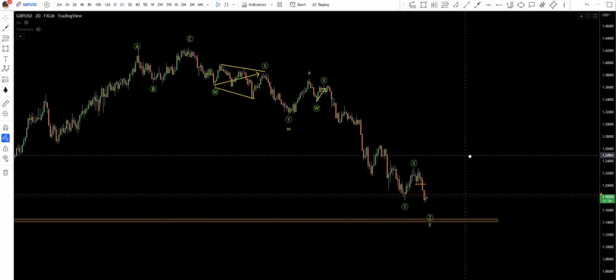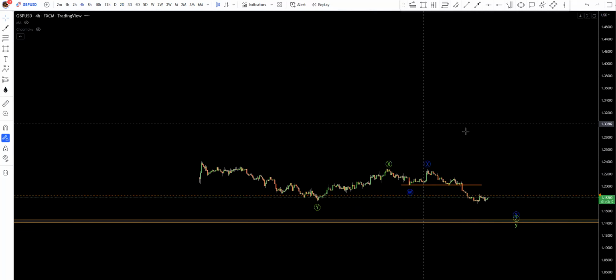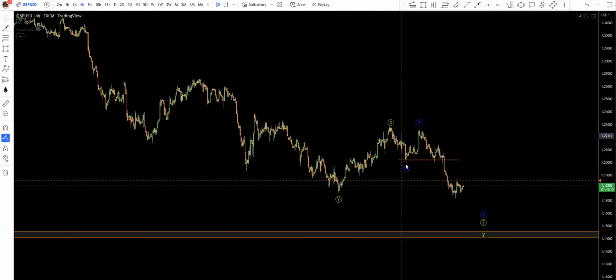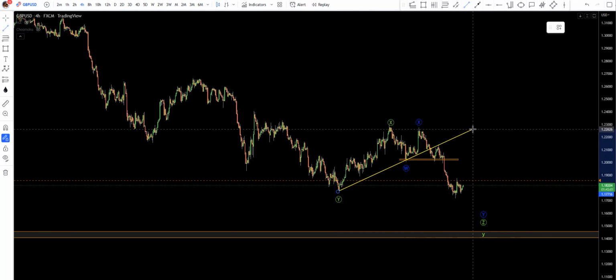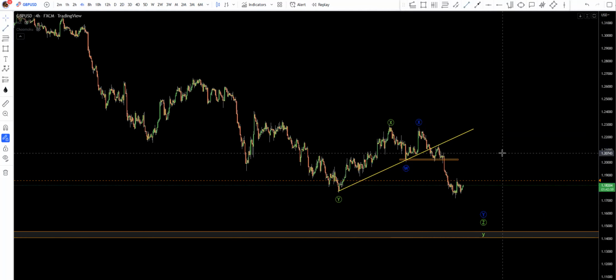So this is the current wave count. Daily we go on the fall, and this is the current wave count, WXY. Right. So this was a trade that would have been quite profitable as well, along with the euro dollar.